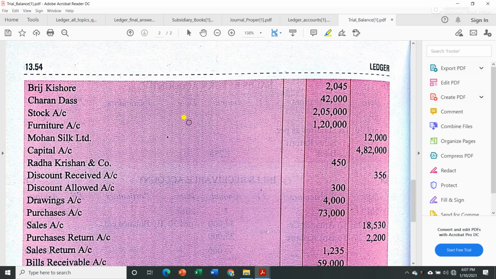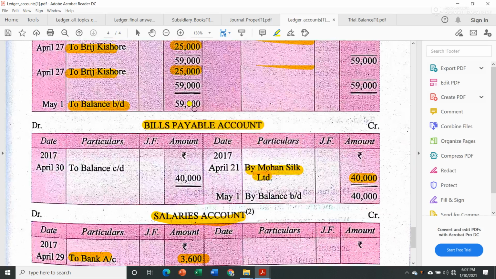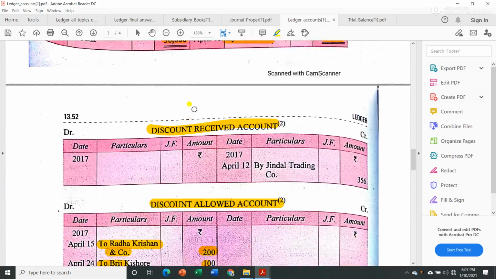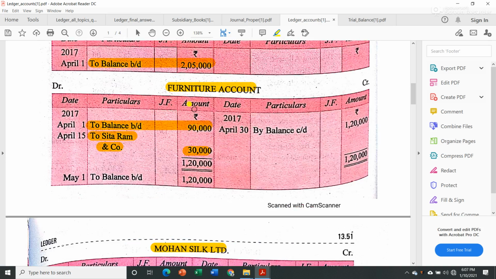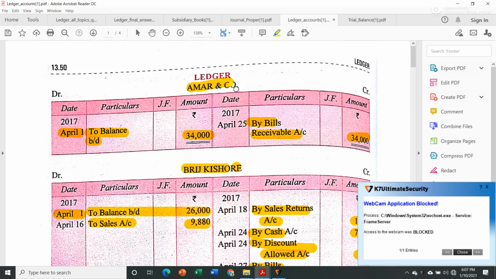Then after preparing these two, let us move to the ledger accounts. The first ledger account that we had is Amar and Company.